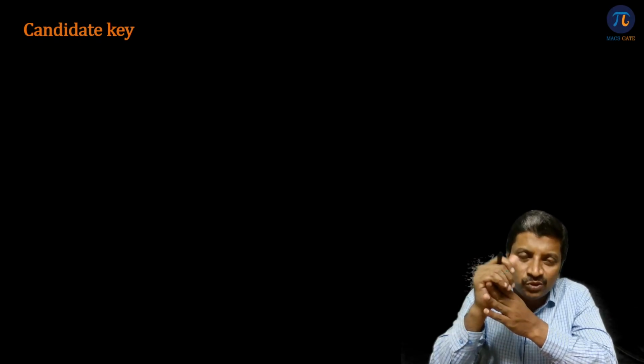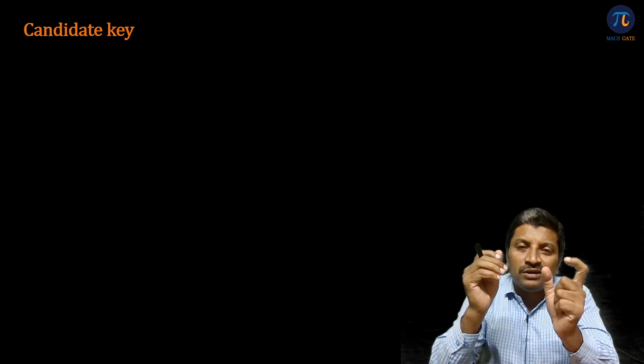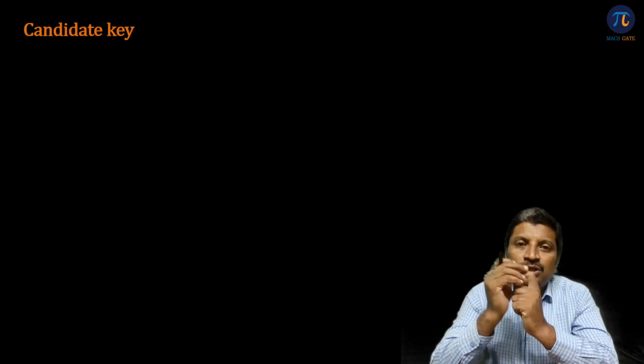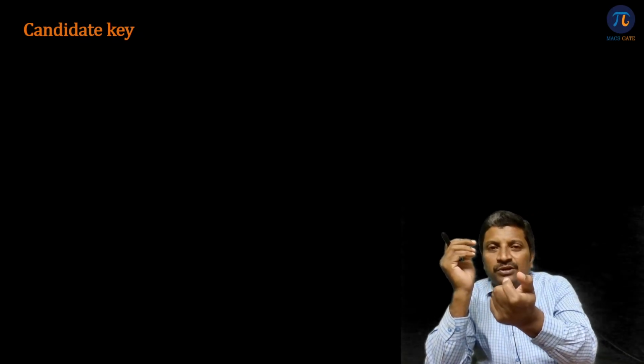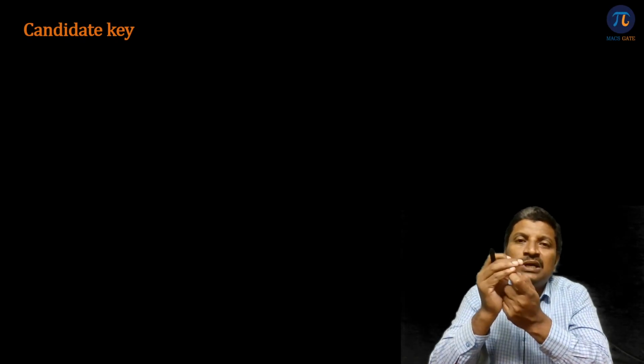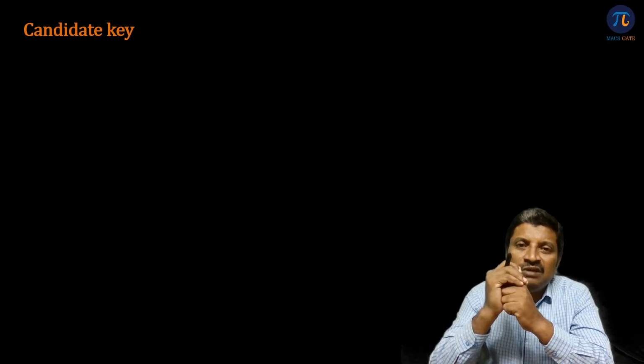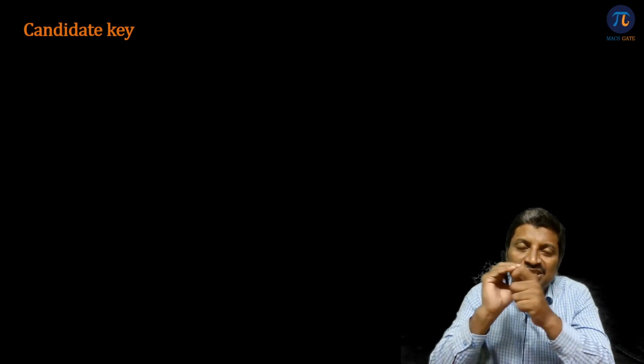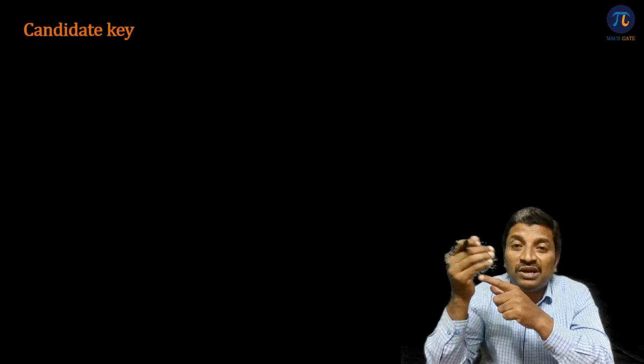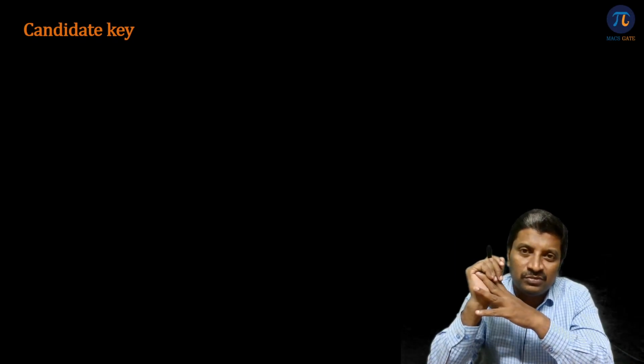Suppose we consider the student example. What are the properties you need to identify a student uniquely? Suppose I want a student whose name is Sudhakar. If I give only the name, whenever I go to a class and mention the name, there may be more than one student with the name Sudhakar. So name is not sufficient to identify the students uniquely.